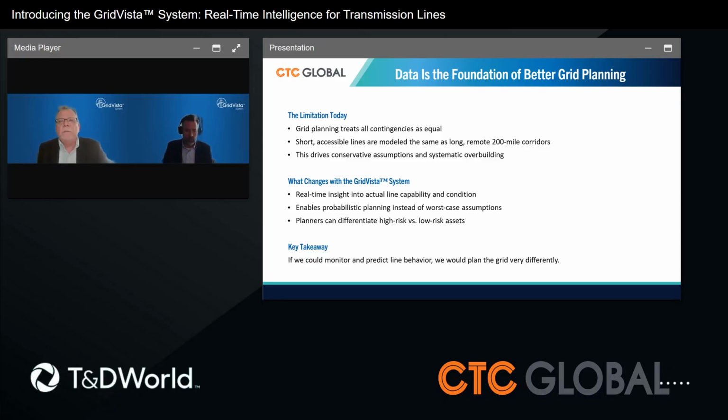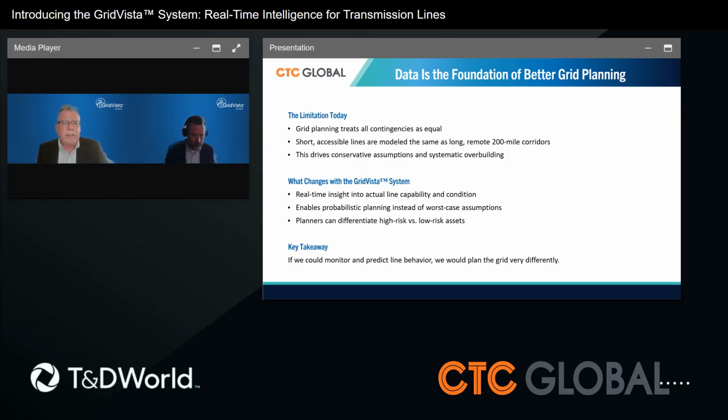As I mentioned before, data is the foundation. We need to plan the system differently. We need to look at the probabilities of grid failures, and tools like GridVista will help us get data to understand what makes sense in terms of designing the future system. We can't afford conservative assumptions and systematically overbuilding. GridVista is going to help us understand the actual line capability and its condition, which is paramount to drive future maintenance plans and things like that.